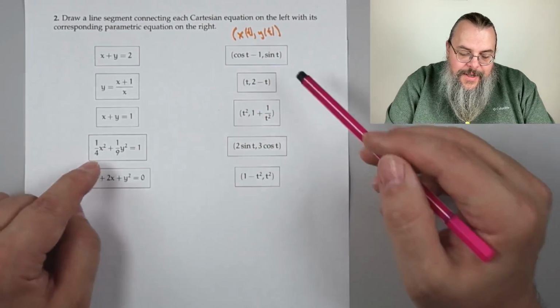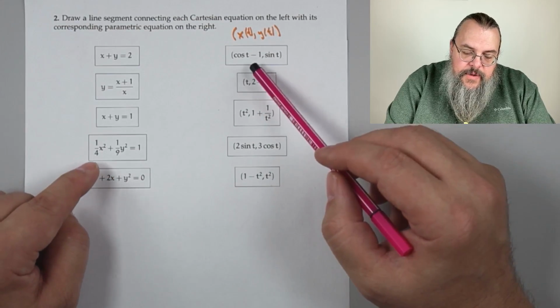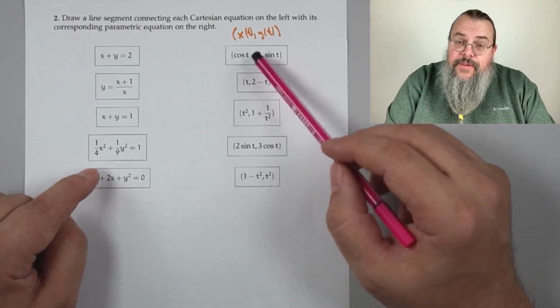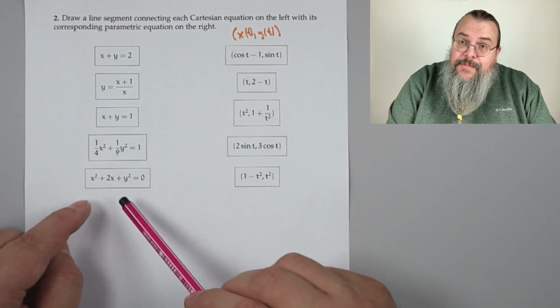1/4 x squared plus 1/9 y squared equals 1. Well, the problem here is when you square this, you're going to get a minus 2 cosine t, and there's no way to compensate.